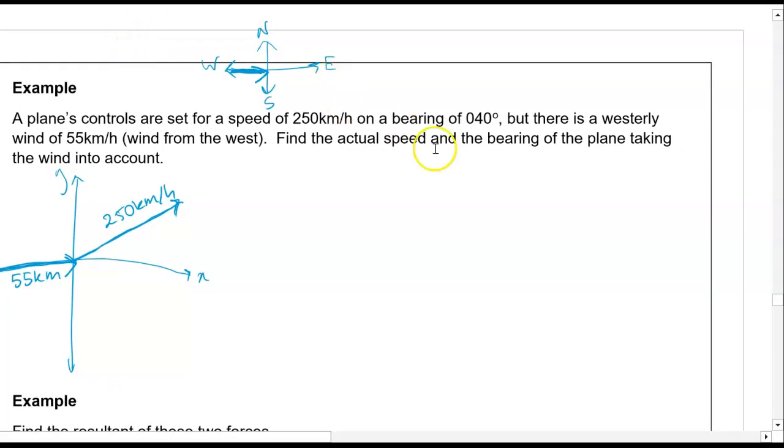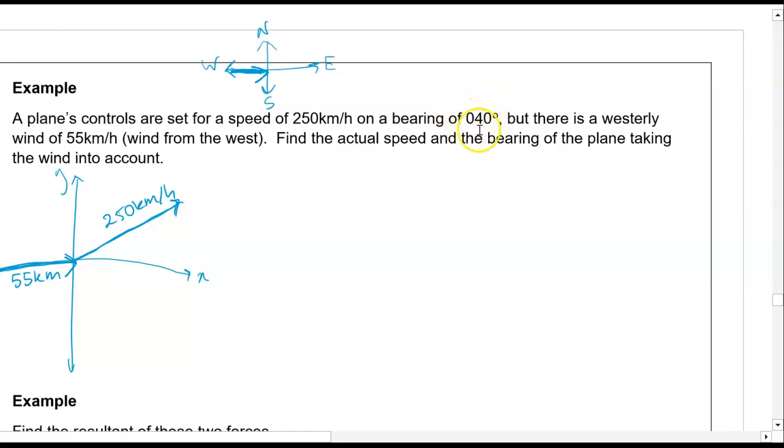It's talking about a bearing, and this is a true bearing. So let's have a look. It says a plane's controls are set for 250 kilometers per hour. So I've drawn that on a bearing of 040 degrees.